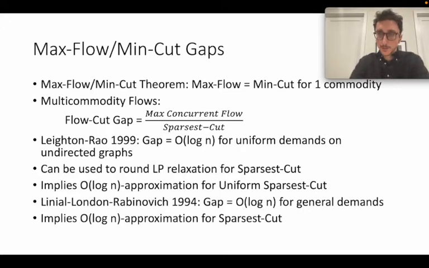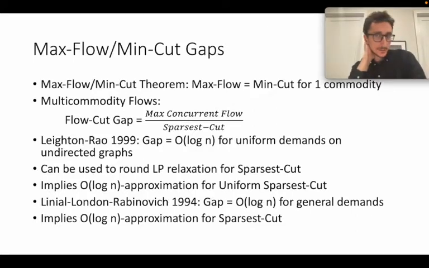So the right way to study this problem in the case of multiple commodities is the notion of flow-cut gap. What is this? This is the ratio of the Sparsest-Cut over the maximum concurrent flow. The maximum concurrent flow is the maximum fraction of all demands that can be routed simultaneously. The Sparsest-Cut is the ratio of capacity over demands crossing a cut, minimized over all cuts.